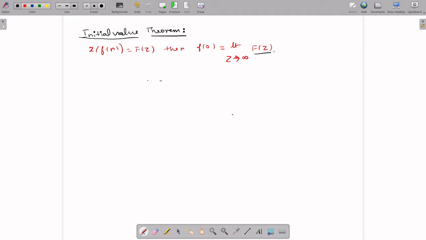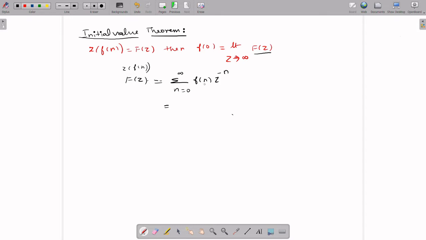So for that, first you have to write the F of z definition. What is the F of z definition? F of z means the Z transform of f of n, isn't it? So we write the Z transform of f of n as summation n is equal to 0 to infinity f of n into z power minus n. And here we have to expand this summation.